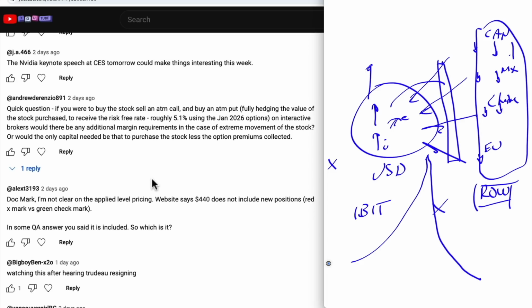If you were to buy the stock and sell an at-the-money call and buy an at-the-money put, so your delta equals 0 in that case, fully hedging the value of the stock purchased, to receive the risk-free rate roughly 5.1% using January 2026 options. I doubt that. Your calculation is wrong somewhere.